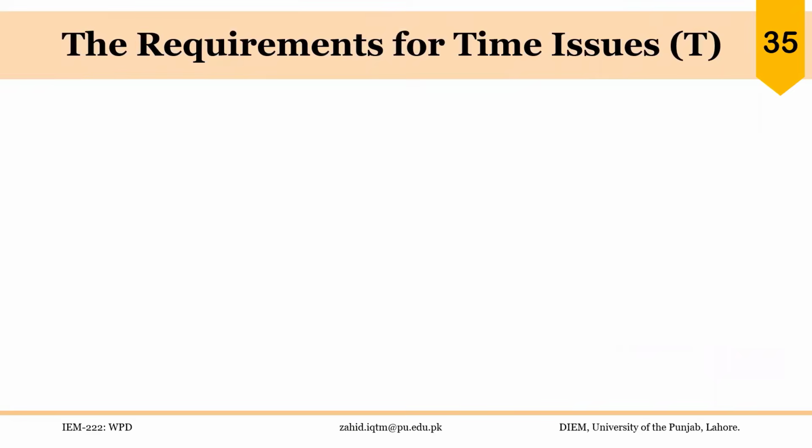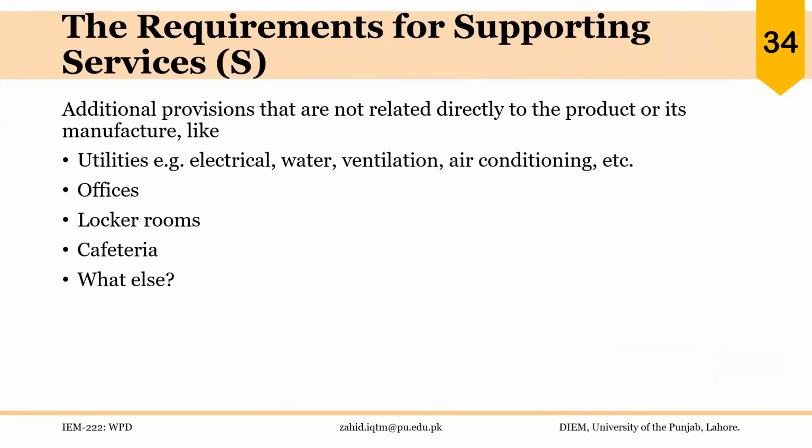Then the requirements for supporting services, additional provisions that are not related directly to the product or its manufacturing. For example, utilities like electrical power requirements, water supply, ventilation, air conditioning, etc. So you might be using pneumatic machines, so you also may need some source of power for compressed air. The supporting services could also include offices, the locker rooms, cafeteria, washrooms, parking area, and so on.